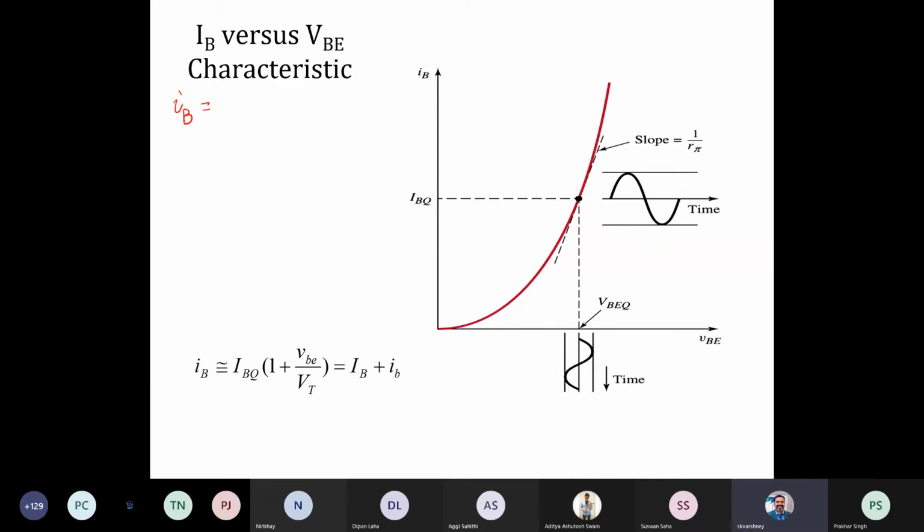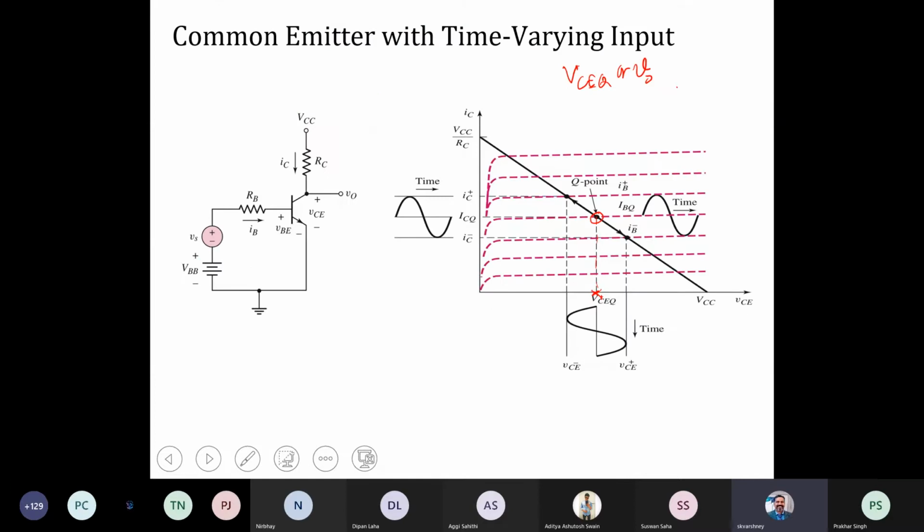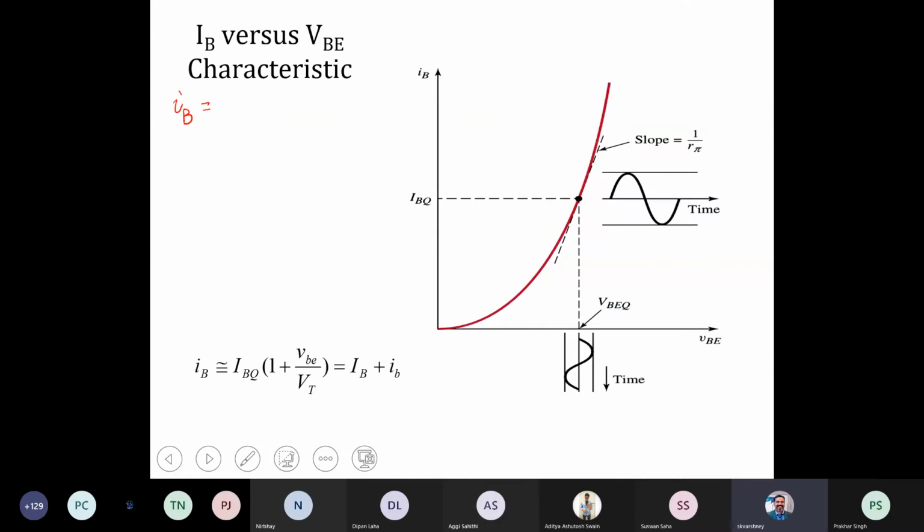So this is a total value. That means your total instantaneous values at a particular time. So IB can be written as IS over beta exponential VB over VT. Now this VB is composed of a DC term with sinusoidal components superimposed on this.